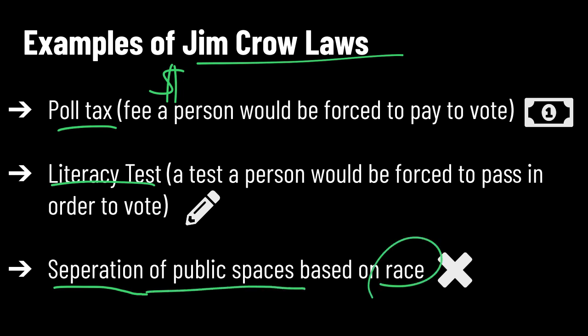based on race, is another example of Jim Crow laws, having different bathrooms, separate waiting areas, separate drinking fountains. That way of keeping our white and black race separated is a clear example of a Jim Crow law.